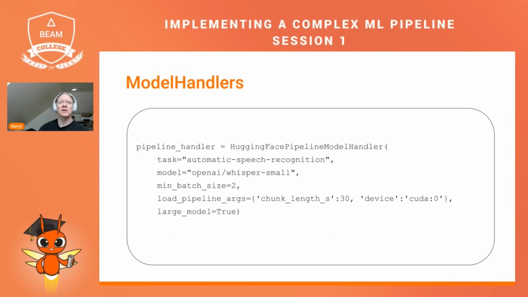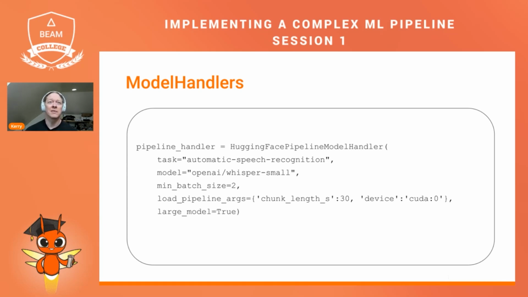So what does the model handler code look like? This is a real example of using the Hugging Face pipeline model handler. Hugging Face pipelines are a way to make the orchestration of ML inference easy, even for a relatively complex model. So we have a Hugging Face pipeline model handler that allows you, the user, to take the Hugging Face pipeline's arguments and use them to call your model inside an Apache Beam pipeline.